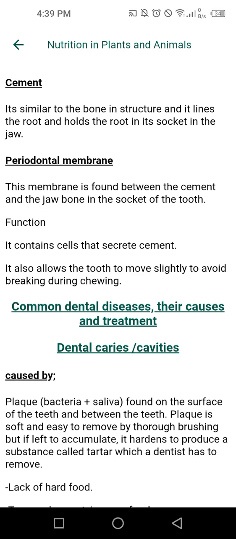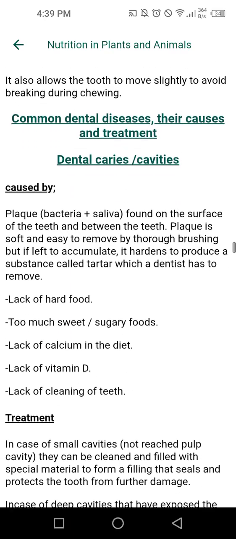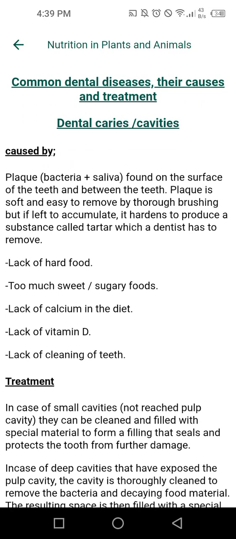It also allows the tooth to move slightly to avoid breaking during chewing. Common dental diseases, their causes and treatment. Dental caries, cavities, caused by plaque, bacteria plus saliva, found on the surface of the teeth and between the teeth.